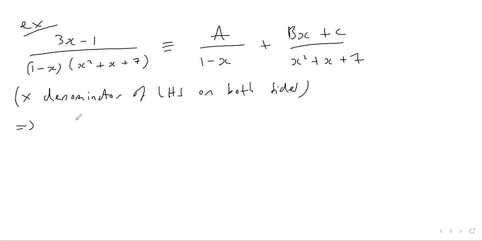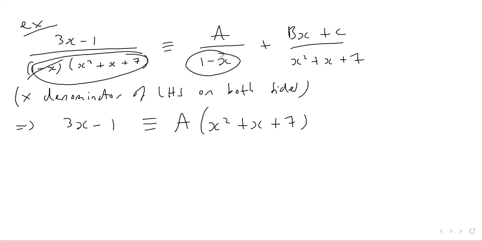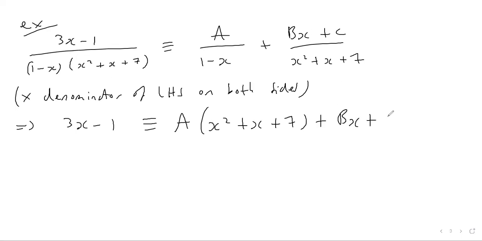If we do that, we get 3x minus 1 is exactly the same as this fraction multiplied by this denominator. The 1 minus x will just cancel out, so you're left with A times x squared plus x plus 7, because when you divide this by that, it cancels out. That's why that works. And then plus this linear term, Bx plus C, times this denominator divided by this factor here, which is just going to be 1 minus x.